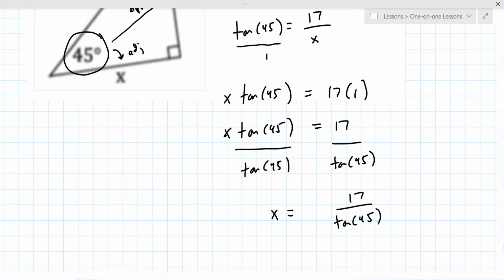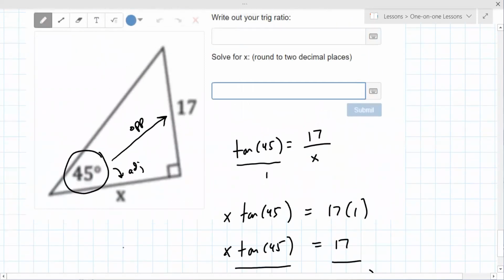Wait, it says 17 up top. Yeah, it's just 17, right? Well, what kind of triangle is this? It's a special triangle. It's a 45, 45, 90. And we know that whatever one leg is, the other has to be the same. So if this is 17, this must be 17 as well.